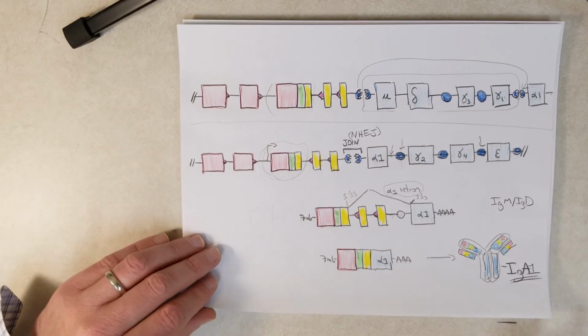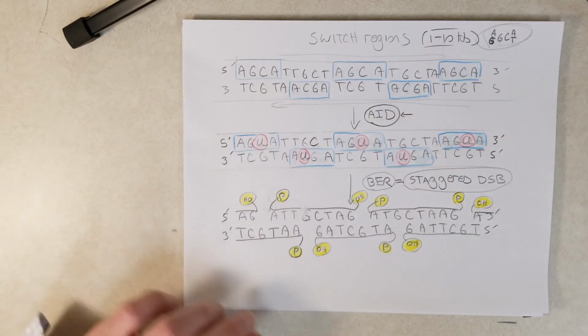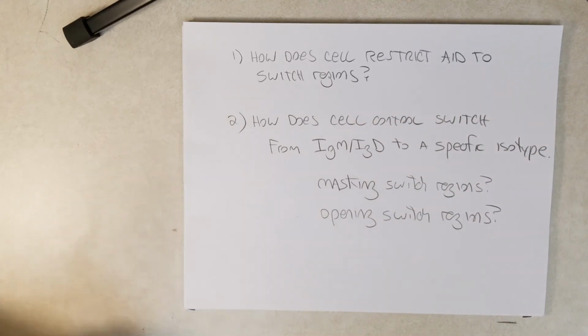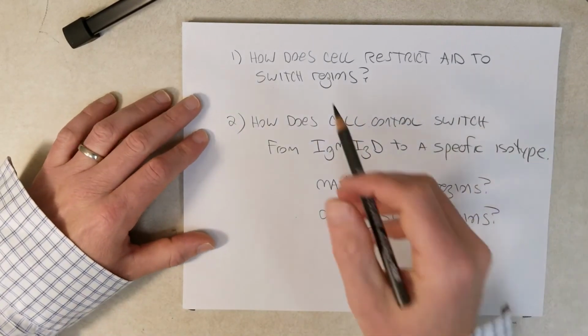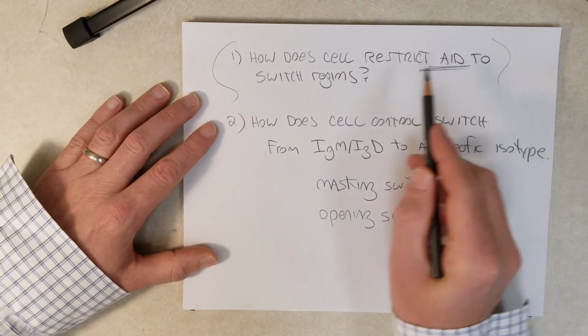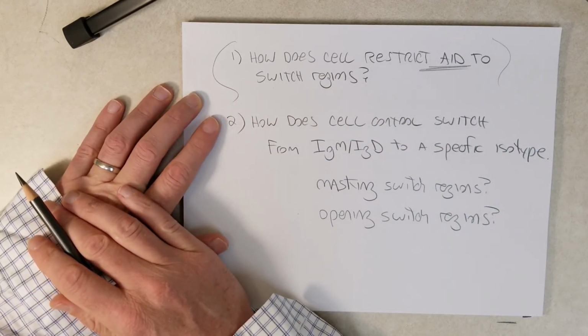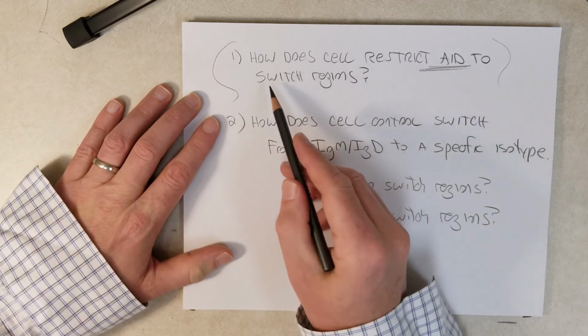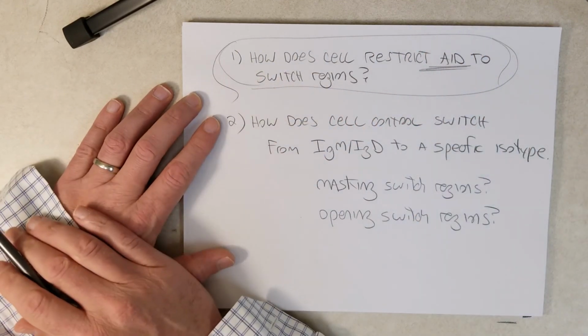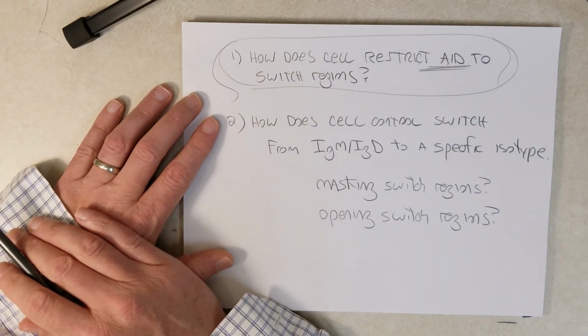So there are some things we're not covering. I don't actually know the answers to the questions I'm about to go over with you, but I don't even know if researchers have figured this out yet. So one question, how does the cell restrict AID to the switch regions, right? The cell probably doesn't want mutations throughout the genome. So how does it restrict the enzyme to placing mutations within the switch regions?